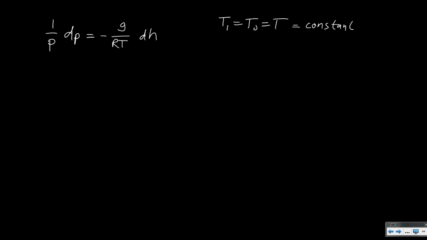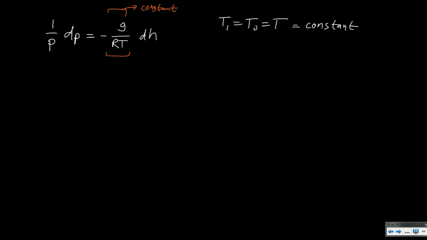So let's see if I remember this correctly. Which equation did we have? We had 1 over P dP equals minus g over RT times dh. Here we're still okay. And in a way it has now become much simpler, because basically T1 is equal to T0, T is constant. So this means that this whole set here is now constant. And that makes life much easier.